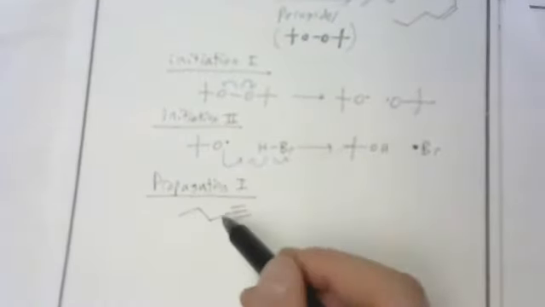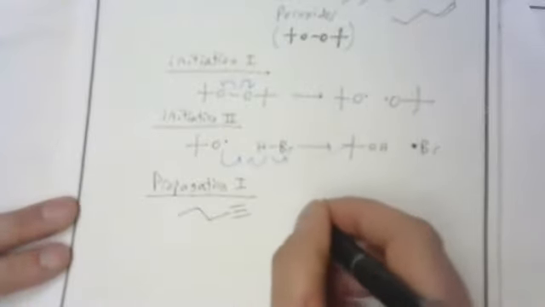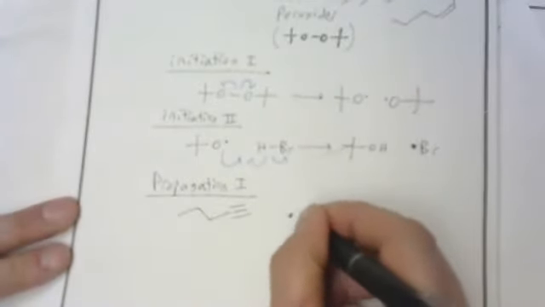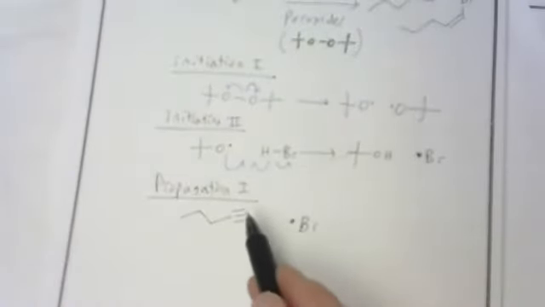So propagation 1, what we're going to do is take that Br dot. I'm going to draw my alkyne now. 5-carbon alkyne, right? 1, 2, 3, 4, 5. Br dot. So this is exactly the same as alkenes. When radicals attack either alkenes or alkynes, it does so from the end, because that'll create a more stable radical in the middle of the molecule, like a secondary radical here. So that's why it's anti-Markovnikov.